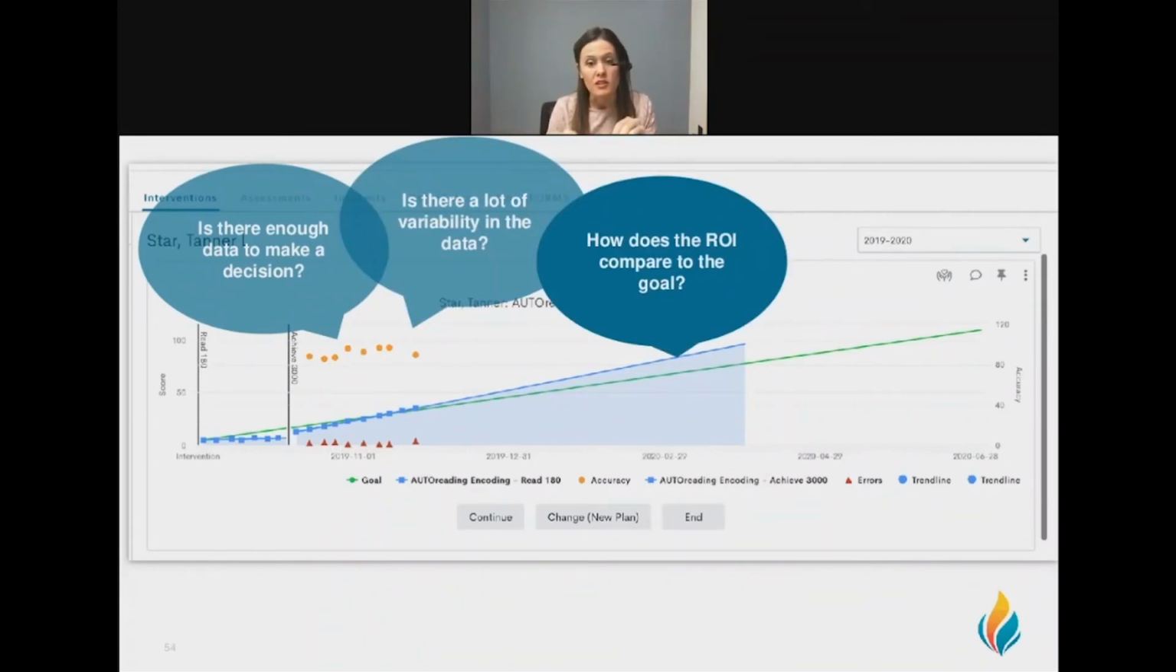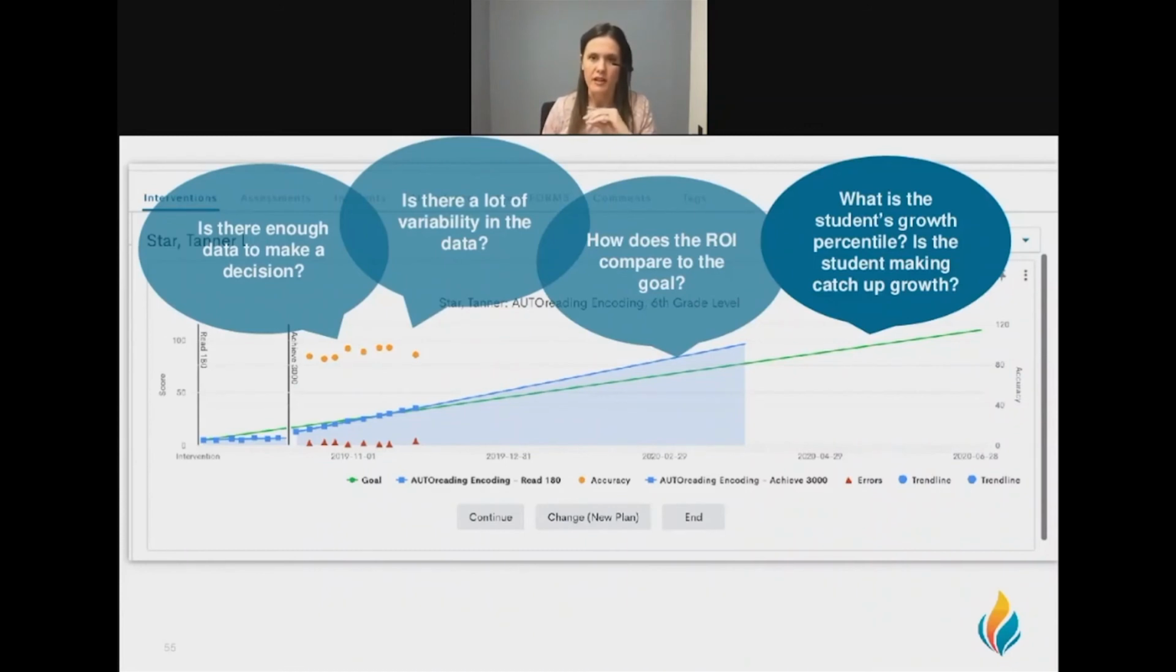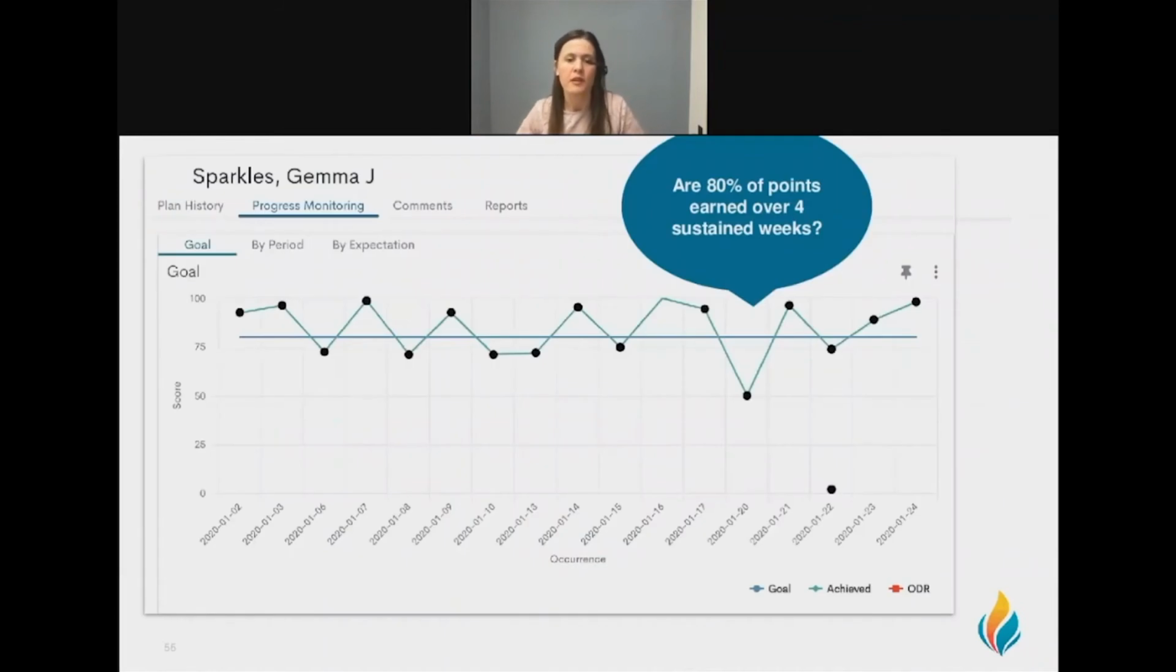And then, of course, we want to look at how the student's current rate of improvement compares to what we said was the goal. There's a lot that you need to know about goal setting, but making sure that we're setting realistic goals is very important. And then also thinking about what is the student's growth percentile? Is the student making catch-up growth? Again, going back to that concept that if they're only making average growth, they're going to continue to just stay at that same level because it's typical. We want to have accelerated levels of growth. So we want to see higher growth percentiles for our students.